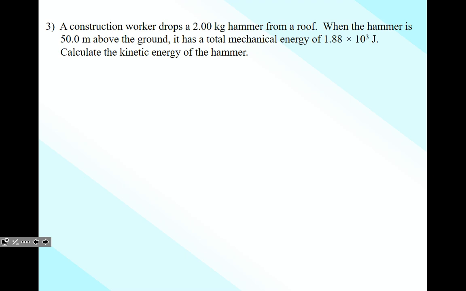A construction worker drops a 2-kilogram hammer from the roof. There's a mass. When the hammer is 50 meters, that's our height, above the ground, it has a total mechanical energy, oh great, another one of these, of 1.88 times 10 to the power 3 joules. Calculate the kinetic energy of the hammer. In the question before this, we were asking for the potential energy. Now we're looking for the kinetic energy.